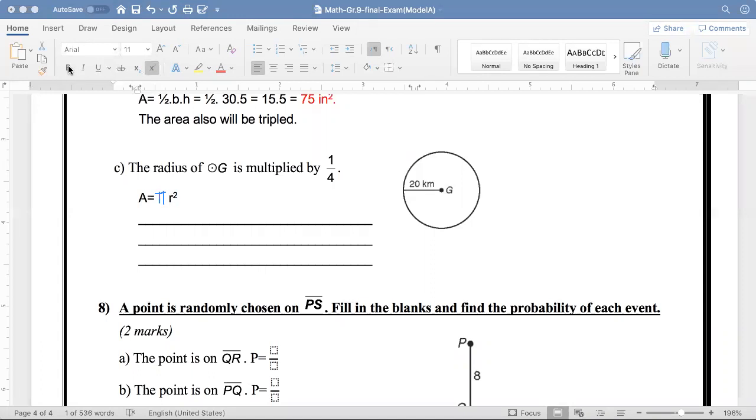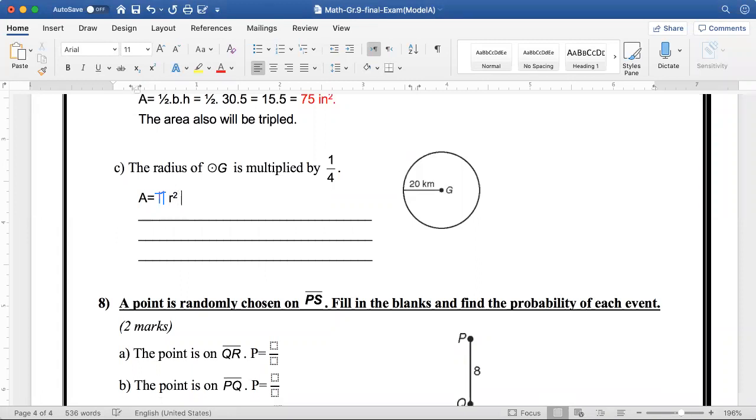What is the value of pi here? The value of pi is 3.14. 3.14 multiplied by the radius r squared. The r here is 20. 20 squared. So when I calculate it, it will be 1,256 kilometer squared.